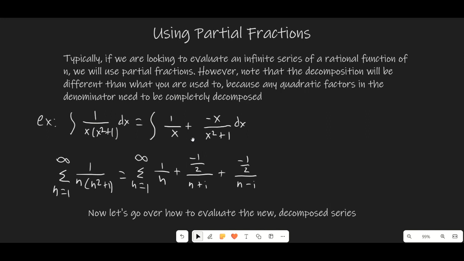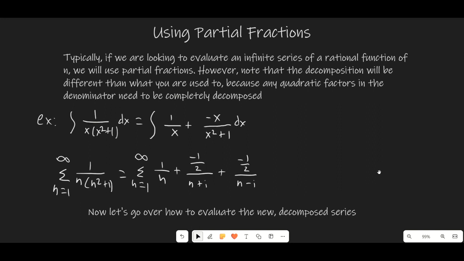However, if we're doing a rational summation, it's actually going to be a little bit different because we're going to want to break it down all the way to its smallest parts. What I mean by this is rather than stopping at negative n over n squared plus 1, we're also going to break that down into negative 1/2 over n plus i plus negative 1/2 over n minus i. And you'll see why we're going to do this in a little while. Essentially we're going to break it down to all of its linear factors, not leaving any quadratic factors in the bottom. So now let's go over some methods to evaluate the new decomposed series.